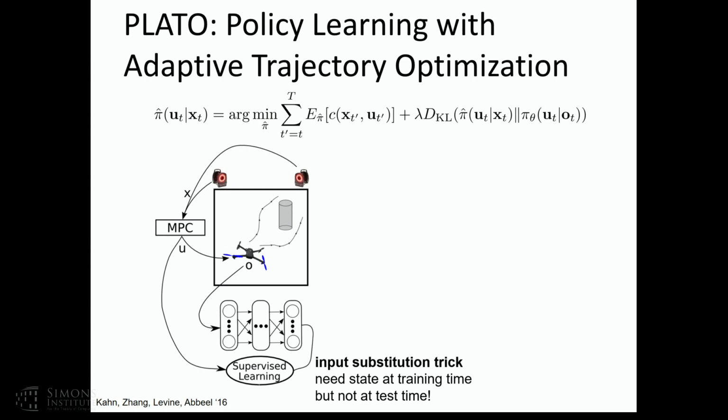So there's this kind of input substitution trick where you use the state to actually train the policy, but then you force the policy to take good actions using only the raw sensor measurements. The particular way in which this mechanism avoids getting into trouble at training time is that if your current policy pi theta is not very good, and it's, let's say, approaching an obstacle, then this cost will become very large if it predicts that you'll hit the obstacle. So the pi hat will essentially override it.